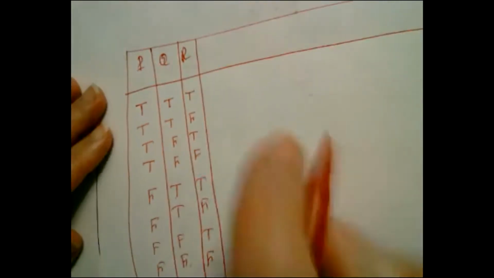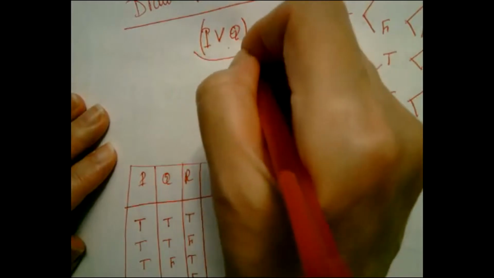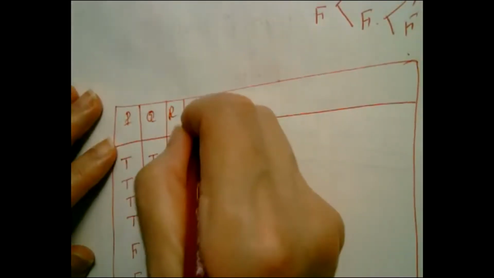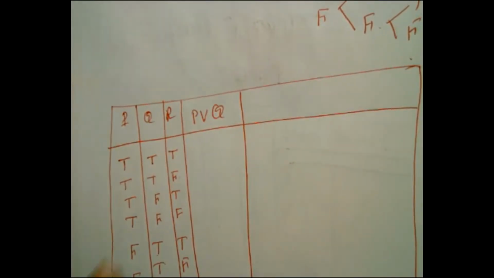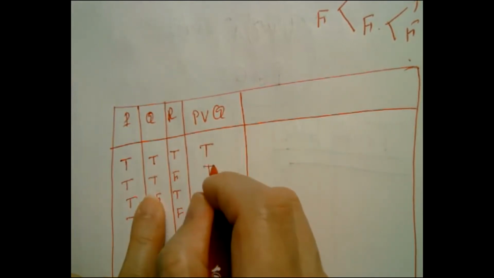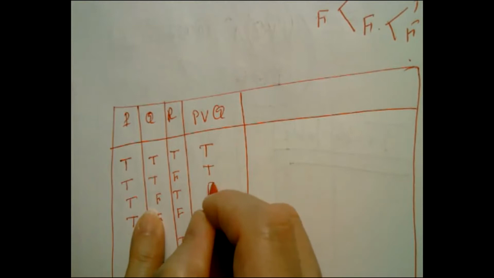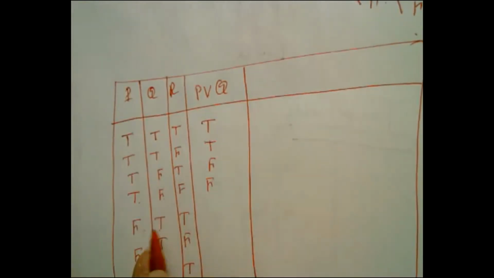So now what's the truth table of P or Q and R? As I said, we do it piece by piece. I do that, and then I combine. So P or Q. All right, that's the possibility. P or Q, that's true, true, false, true, false, false. It's really nothing hard here.